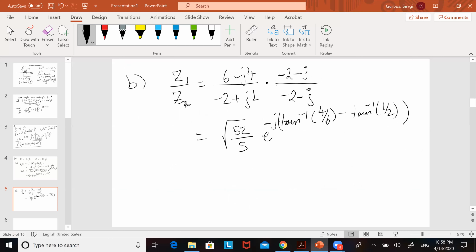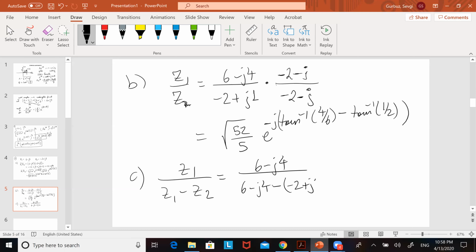What if we had a little bit more of a composite situation where we had something like z1 divided by z1 minus z2? How would we go about doing that? Well, we can consider what the easiest way of doing the subtractions and the additions as well as the divisions are. So let's first write out by substituting what the values of these numbers are. So this would be 6 minus j4 divided by 6 minus j4 minus minus 2 plus j1.